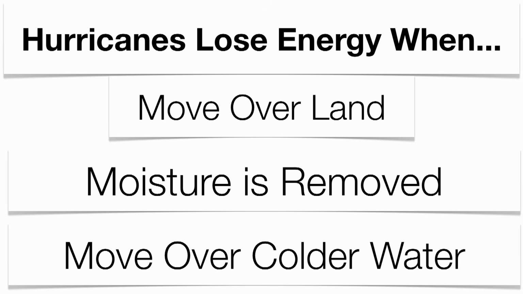A lot of hurricanes move up the east coast because the westerly wind belt is going to move them east, and what will happen there is that these hurricanes will lose energy because the evaporation isn't as prominent over colder water.